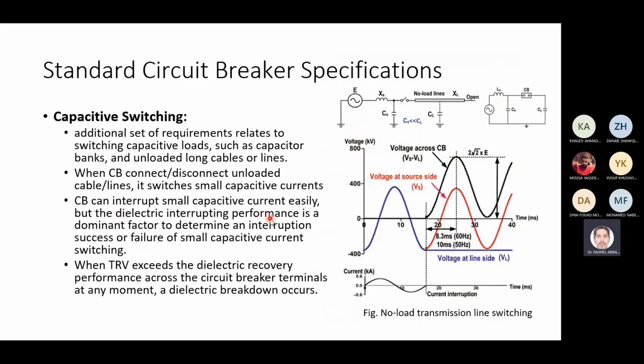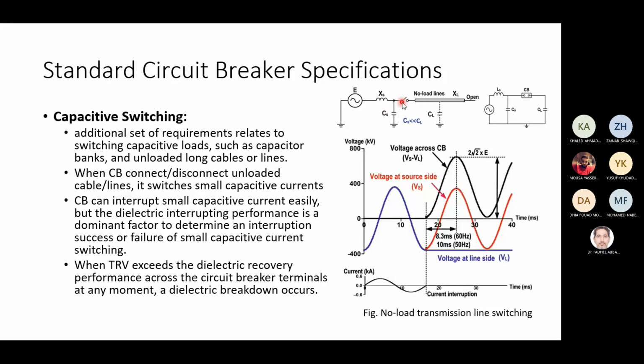There is also one specification for capacitive switching. Capacitive switching affects the voltage that will develop across the contacts. Suppose we have a capacitor. You want to switch a capacitor bank, or you want to switch an unloaded line or unloaded cable.